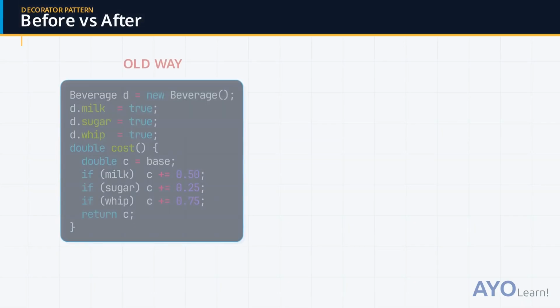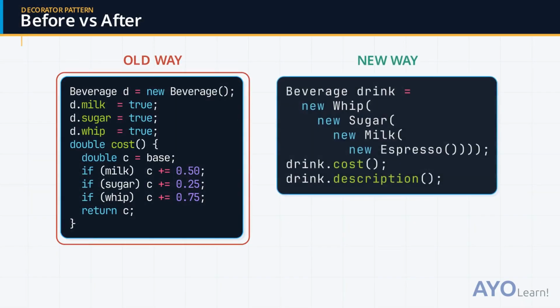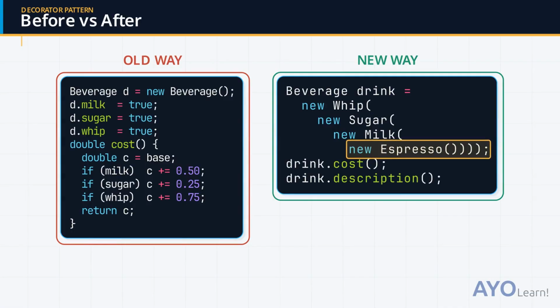Compare the two styles. The old way sets boolean flags on one beverage, then leans on conditionals inside cost. Brittle and rigid. The new way wraps the order layer by layer. Whip around sugar, around milk, around espresso. Just call cost and description, and the totals compute automatically. Starting from espresso, each layer adds its own cost and text.